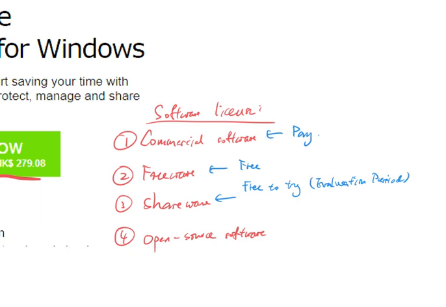So after the evaluation period, you should pay to use it. So it is not totally free, but you can use it free at the very beginning to try it. But after the evaluation period, let's say 7 days, after you try it for 7 days, you still need to pay money. And for open source software, it is free.